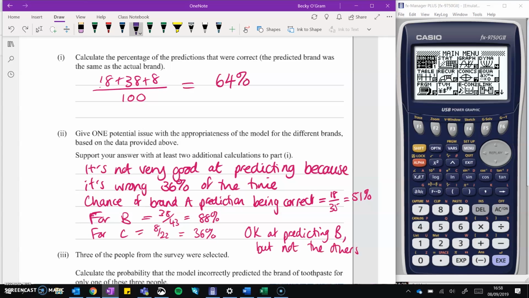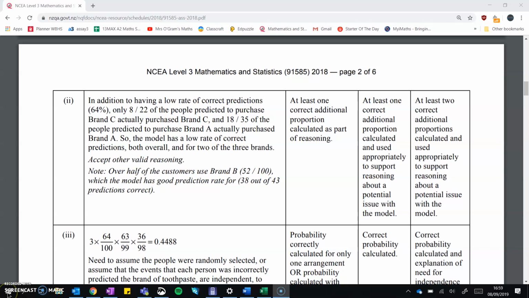Might support your answer a little bit better. Look at the mark scheme. This one allowed you to get marks all the way to excellence points, where if you calculate at least 2 correct proportions, with supporting reasoning about the potential issues, then you can get yourself an excellence mark.